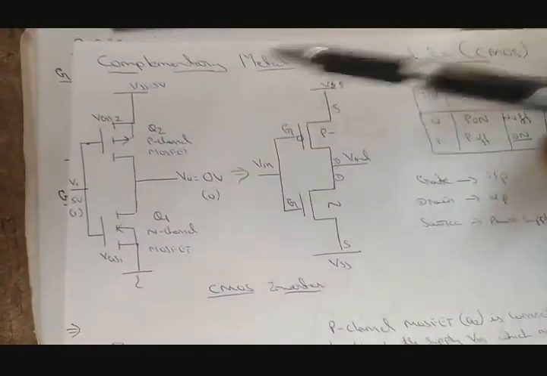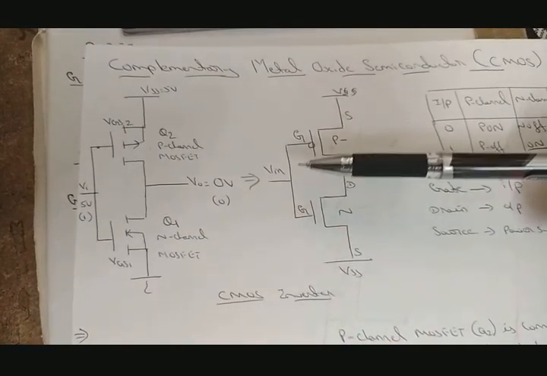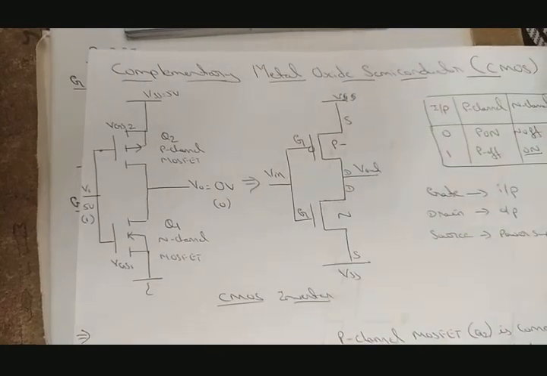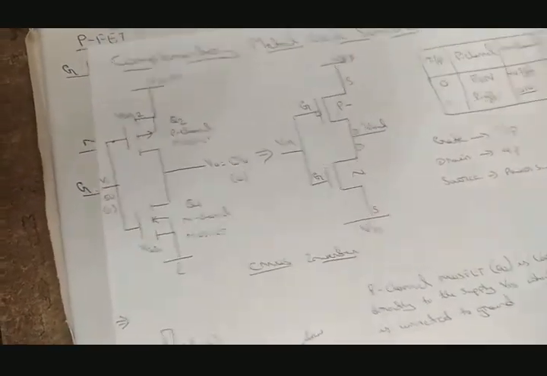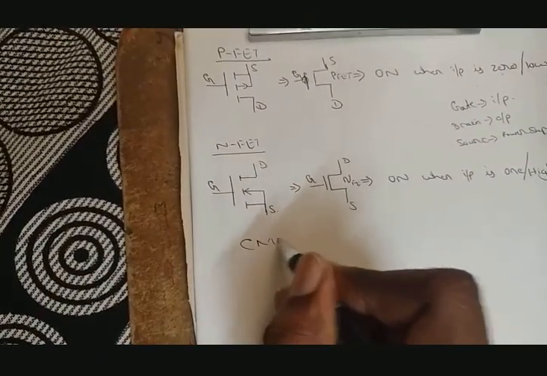Next, this one is the complementary metal oxide, so the CMOS inverter. An inverter has only one input and one output, always. Now we'll cross-check how the connections are made. So this one is my CMOS inverter.